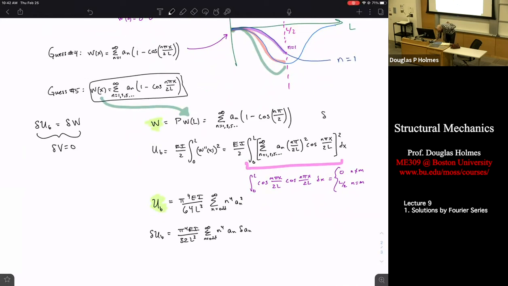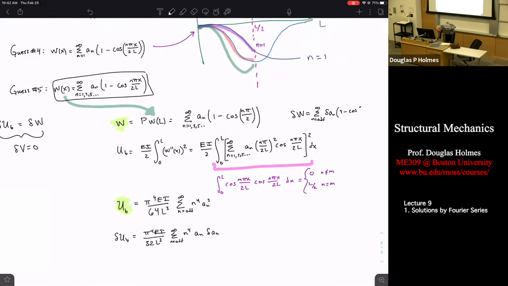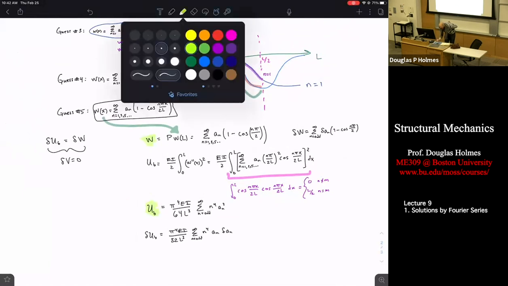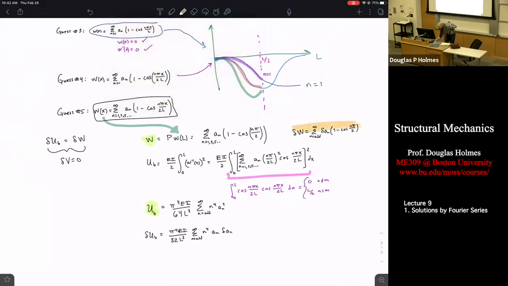And then our work. The virtual work becomes the sum of the odds, and then this just becomes delta A sub n times all that stuff: 1 minus cos 2 pi over 2, N pi over 2. And lastly, the principle of minimum potential energy says take this thing and this thing, set them equal to each other, and find the one thing we really want. And the one thing we really want is our unknown coefficients A sub n.